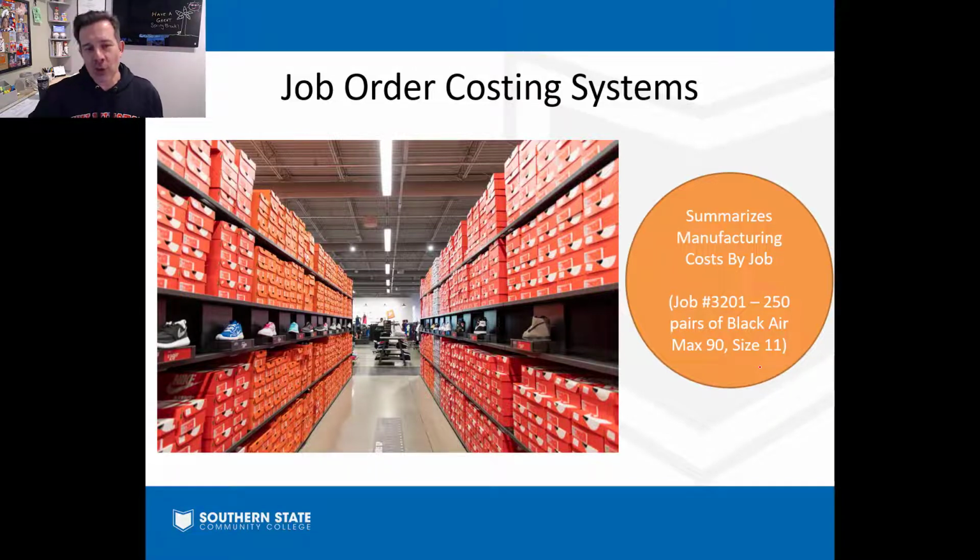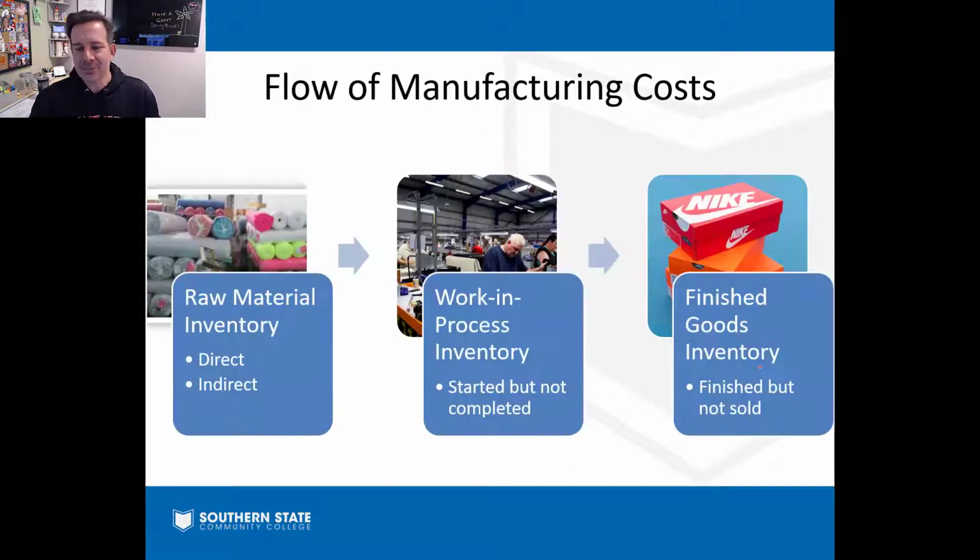We're going to track the flow of cost all the way through the job. So if we're talking about a manufacturer, Nike, the flow of manufacturing cost begins when they buy raw material. And raw material is an inventory account. Obviously, inventory means it would be on the balance sheet, raw material inventory. We can have direct material, we can have indirect material, but regardless of what we're making, we begin our process with material. Then that material gets put into production.